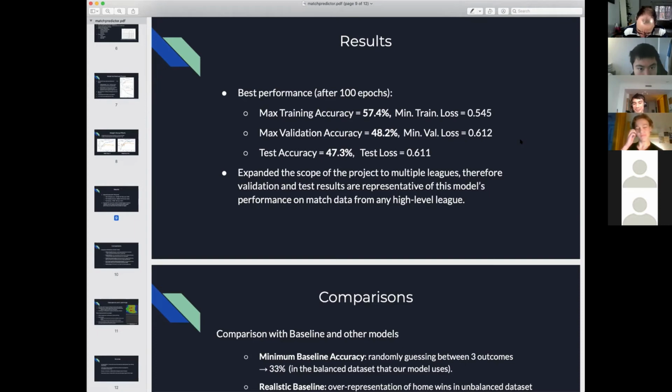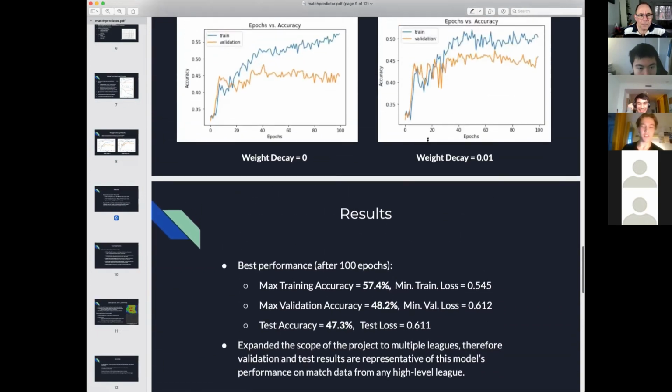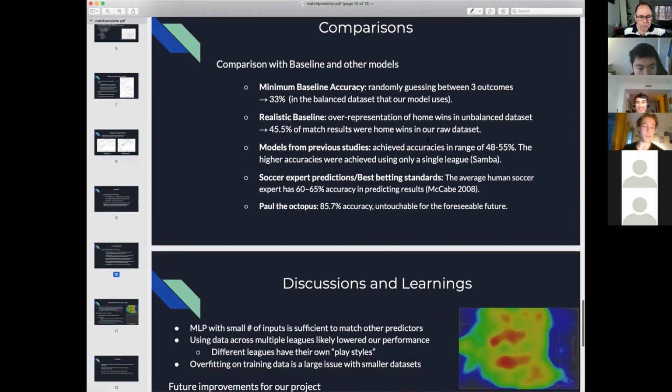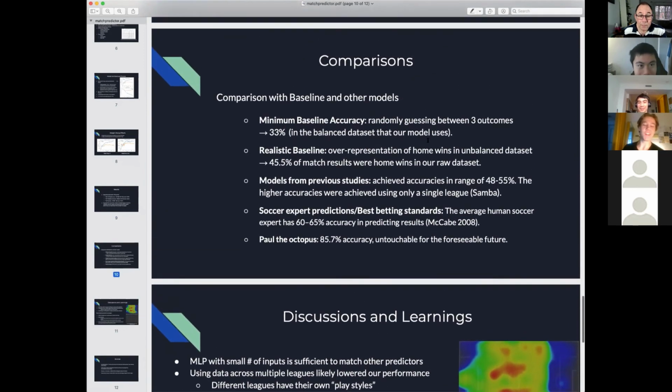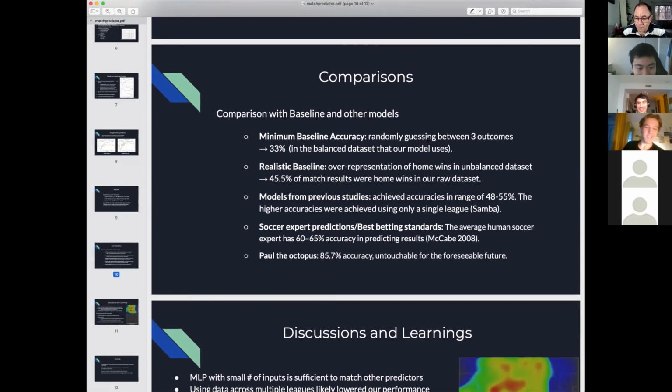Yeah, that's interesting. Who's Paul the octopus, by the way? He seems really good at this. He was an octopus that sadly recently was sold to a sushi restaurant. It's not a nickname, it's an actual octopus. An actual octopus who in the World Cup, where there are only 2 outcomes, they don't allow draws, predicted 85.7% of the matches correctly. I see.